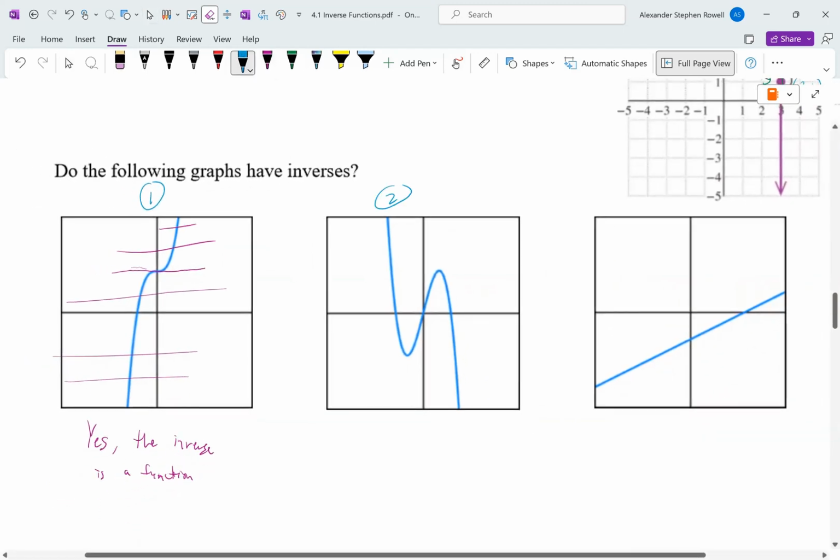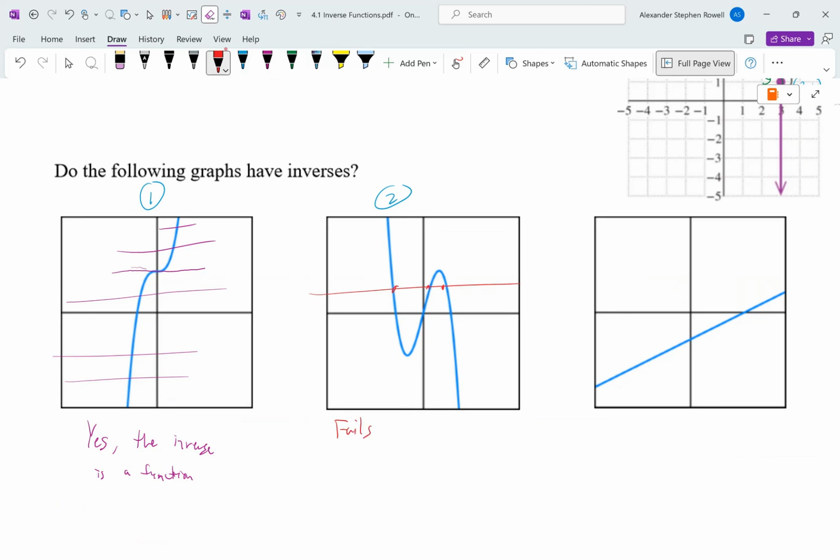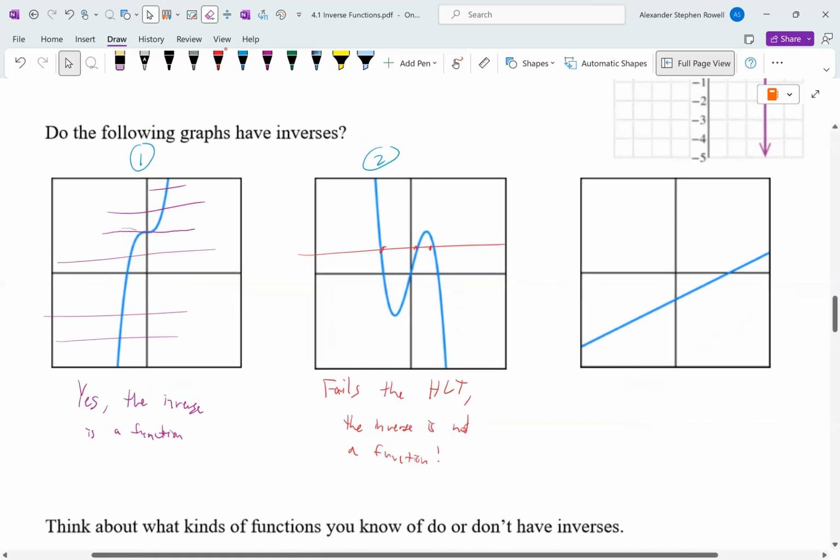Okay, this next one, is the inverse a function? No. We say it fails the horizontal line test. The inverse is not a function. Why do we care? Why do we like functions? Yes. Each input has a determined output, so you know what you're getting. If it's not a function, you don't know what you're getting. What that means is we can solve equations more simply if you know what you're getting.